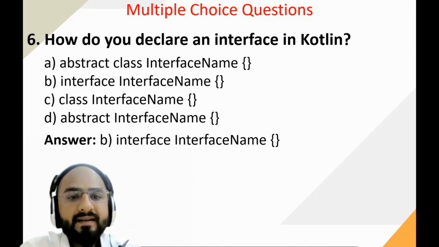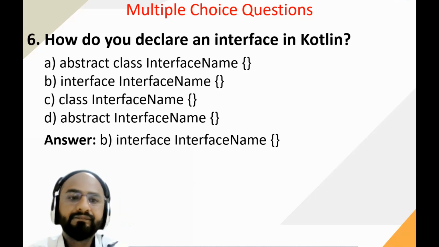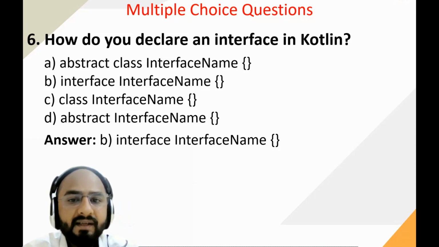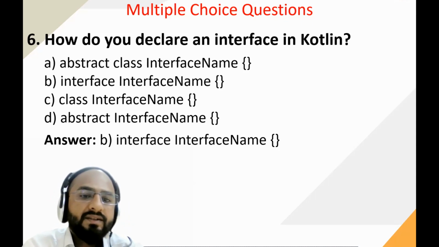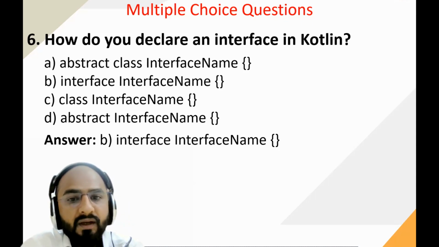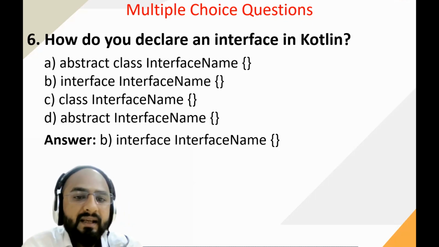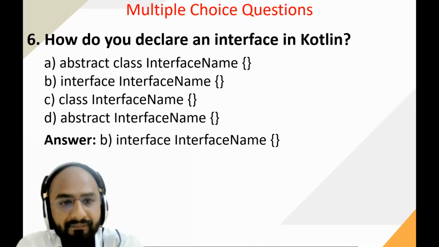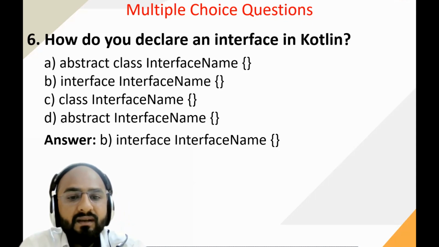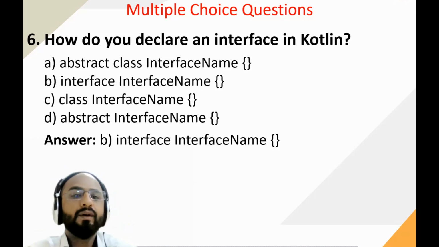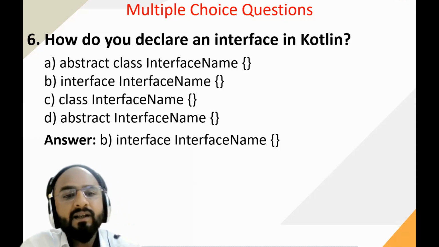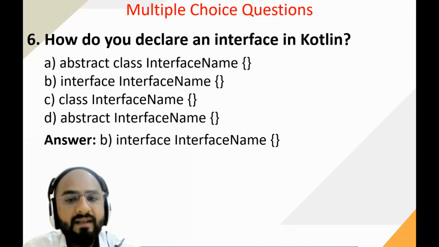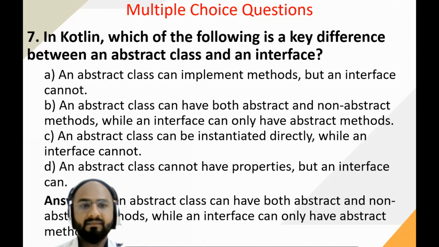How do you declare an interface in Kotlin? A, abstract class interface name curly brackets. B, interface name curly brackets. C, class interface name curly brackets. D, abstract interface name curly brackets. So right answer is B. By using the interface keyword, you can create an interface in Kotlin. But what is the syntax? Interface, then interface name, and then curly brackets.